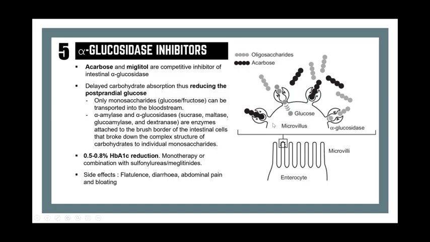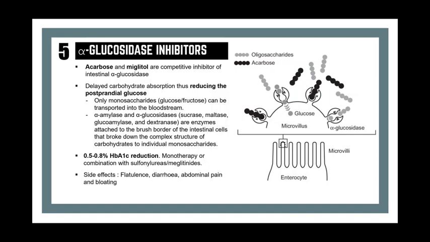The fifth glucose-lowering agent is alpha-glucosidase inhibitors. Complex starch, oligosaccharides, and disaccharides must be broken down into individual monosaccharides by the alpha-glucosidase that is present on the brush border of the intestinal cells. Alpha-glucosidase enzyme consists of sucrase, maltase, glucoamylase, and dextrinase. Only monosaccharides such as glucose and fructose can be transported out of the intestinal lumen and absorbed into the bloodstream.